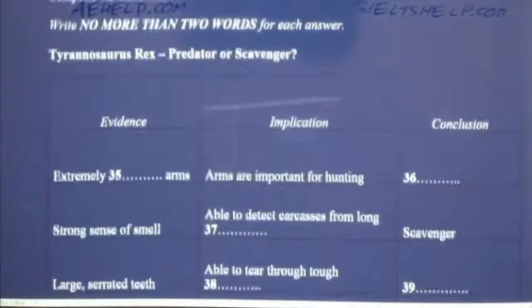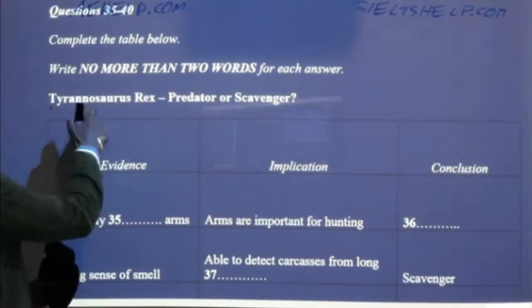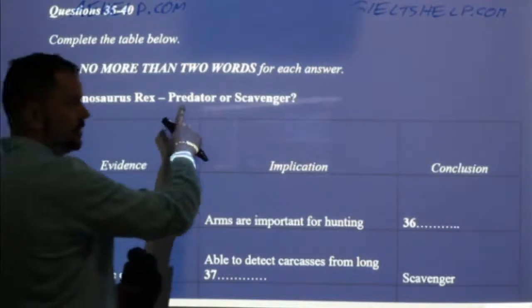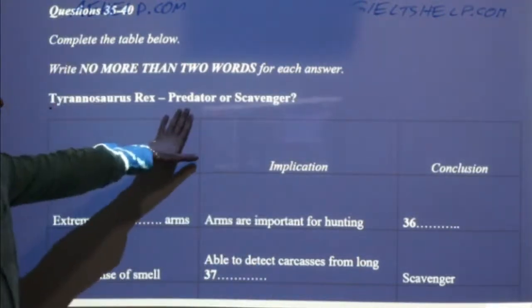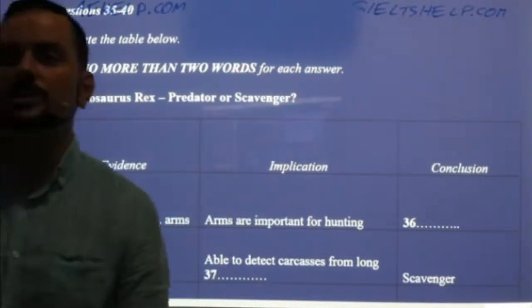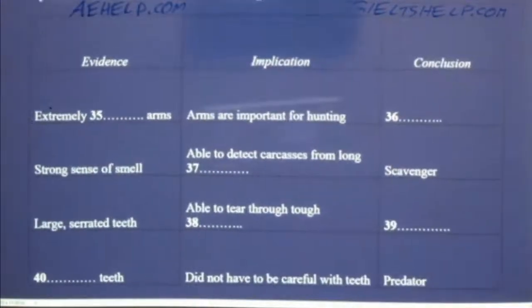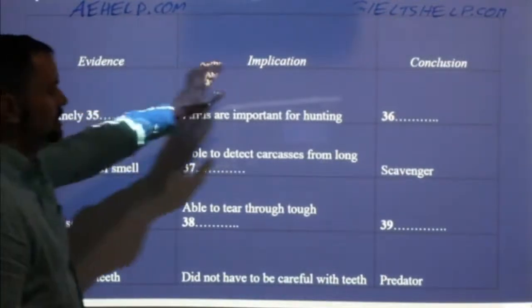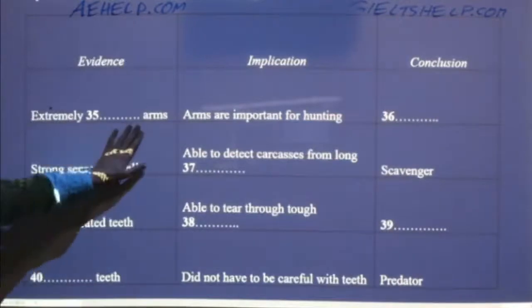Okay, and then here we had a table. Pay careful attention to the title of the table, okay? Tyrannosaurus Rex. Is it a predator or a scavenger? Okay, predator means it's hunting the food. Scavenger means it's finding its food, which is already dead. Okay. So here we go. The column headings: evidence, implication, conclusion. Pay attention to that. Extremely something arms.